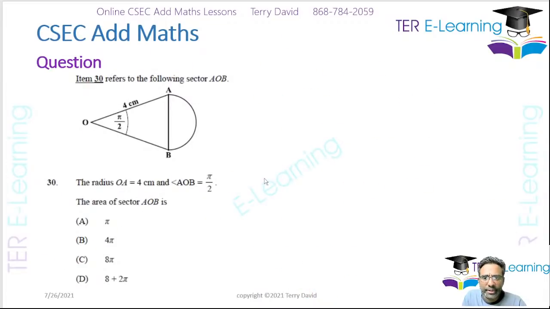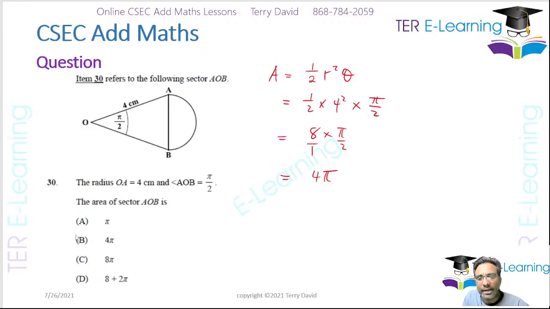All right, so we have the next one here now, question 30. They gave us a sector and they want to know the area of the sector. There's a formula for area: area is a half r squared theta, where theta is in radians. So this is a half multiplied by the radius squared, which is 4 squared, multiplied by my angle, which is pi over 2. So 4 squared is 16, so therefore this is 8 multiplied by pi over 2. So this here is 4 pi. So your answer is B.